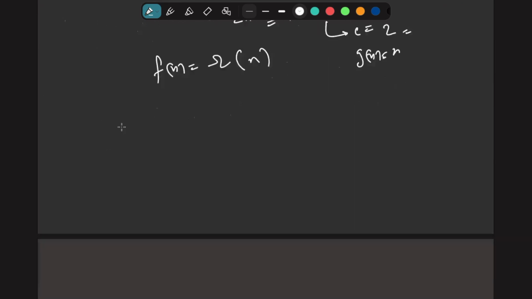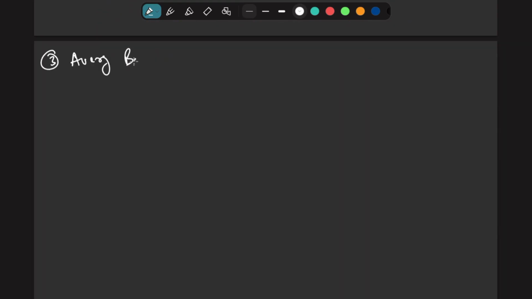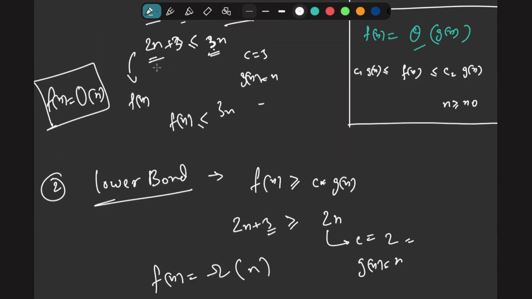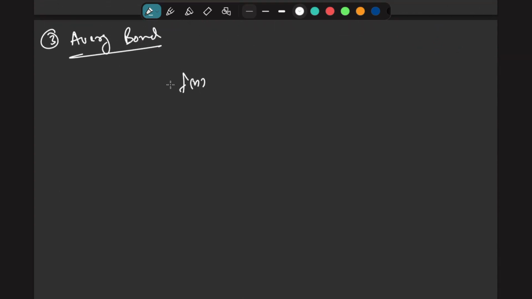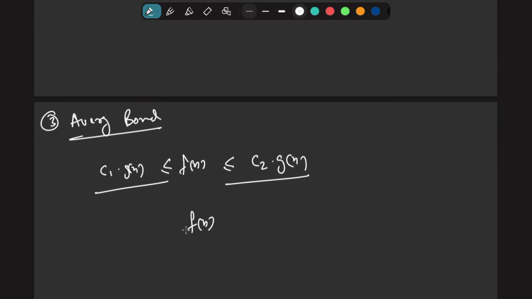And for the average bound, there is a different case. We need a definition where f of n is greater than or equal to c1 times g of n and less than or equal to c2 times g of n. As we found the upper bound and lower bound already, we can use them. As we saw, f of n is greater than or equal to 2n and less than or equal to 3n.